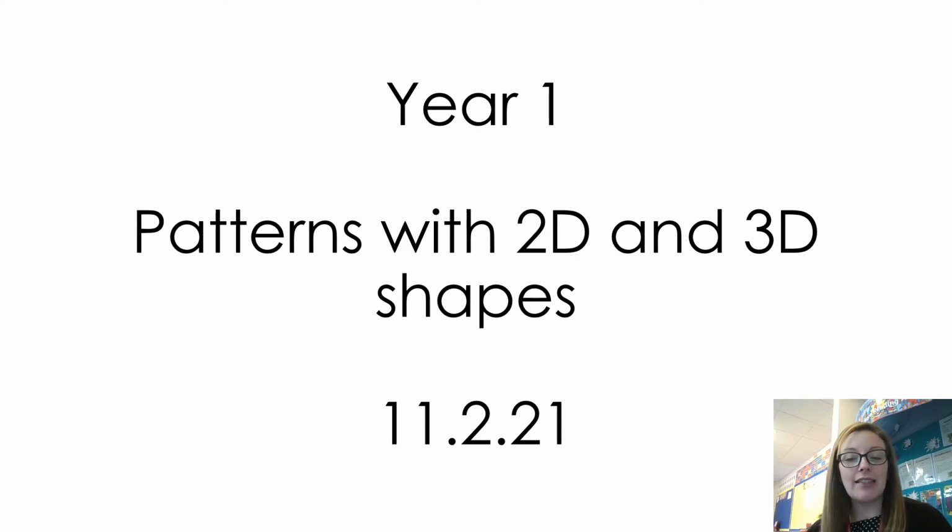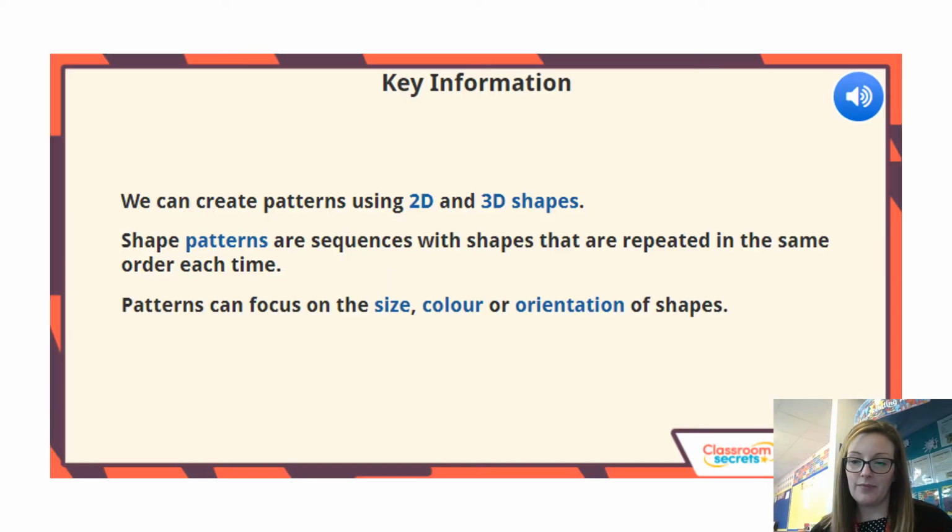We're going to be looking at the 2D shapes and the 3D shapes today and seeing how we can make patterns with these shapes. So some important information. We can create patterns using lots of different things, and today we're going to be looking at patterns using 2D and 3D shapes. Shape patterns are sequences of shapes that are repeated in the same order. Patterns can focus on the size of a shape, the colour of a shape, or the way round a shape is. So we're going to be having a look at lots of different patterns today.